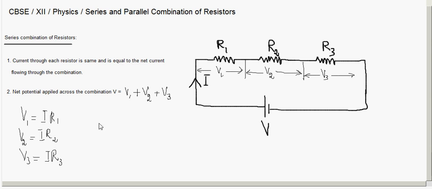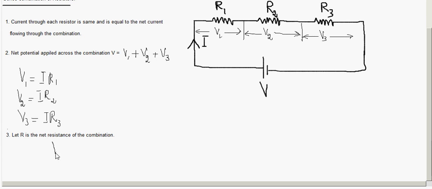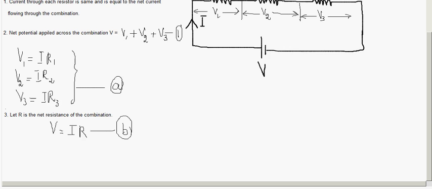Now let R be the net resistance of the combination. Then we can write the total voltage V is equal to I into R. Let us take this equation as A, the earlier one as B, and this equation as 1. Now substitute A and B in equation 1.